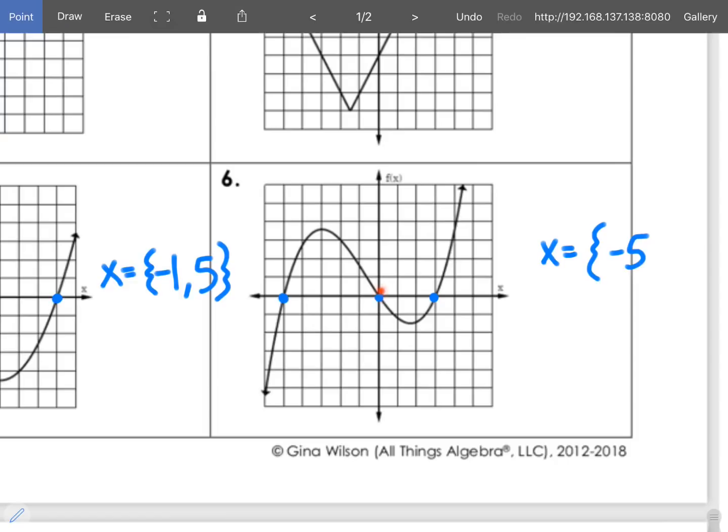What does x equal here? It's right at the origin, so it's 0. And on our next point, we're going to the right, so it's positive 3. All right, cool. So that one actually had 3 different zeros.